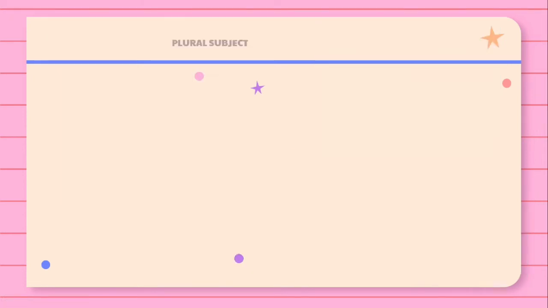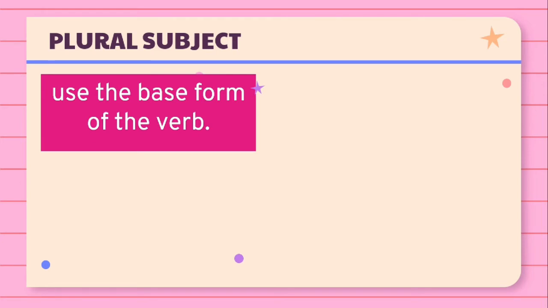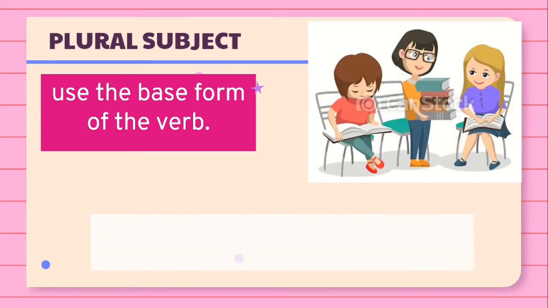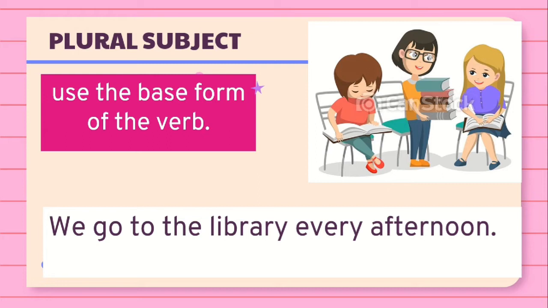Now, what about if you have a plural subject in your sentence? So just use the base form of the verb. Let's say, for example, we say we go to the library every afternoon. So who go to the library every afternoon? So our subject here would then be we. And then when we are talking about we, we are not only speaking to a single person, but we are talking to many. So we consider we as a plural subject in the sentence.